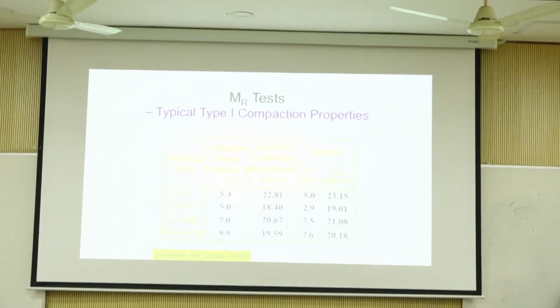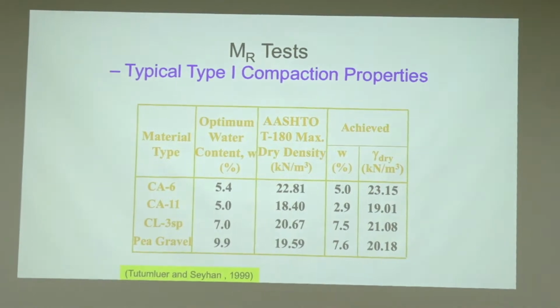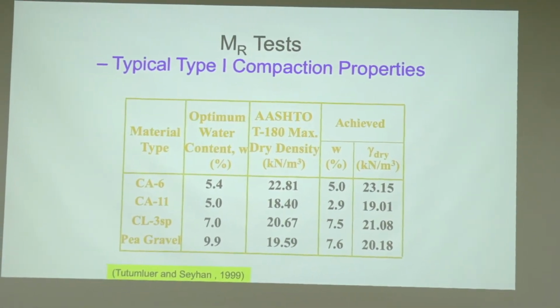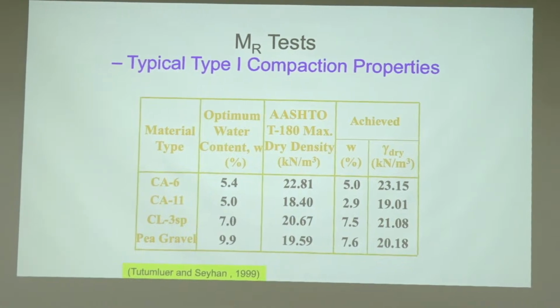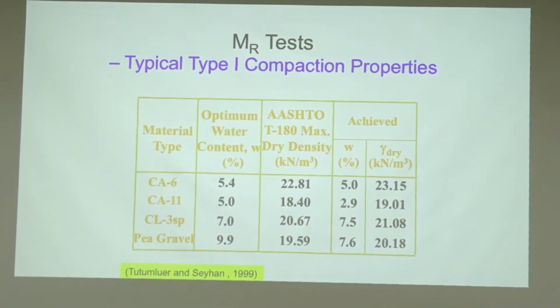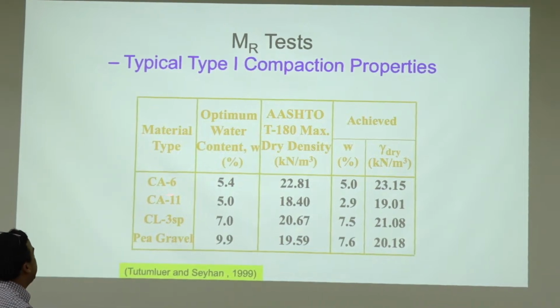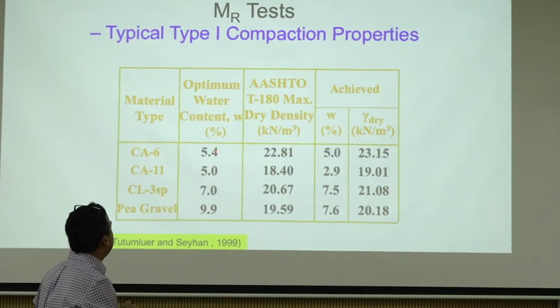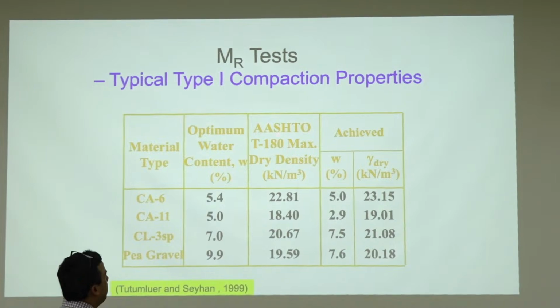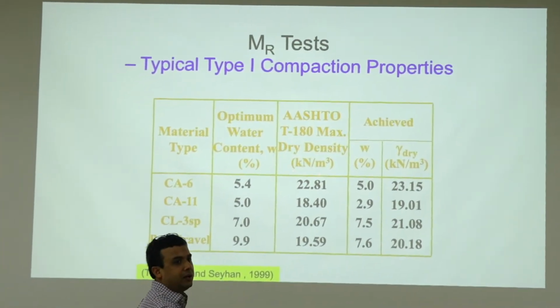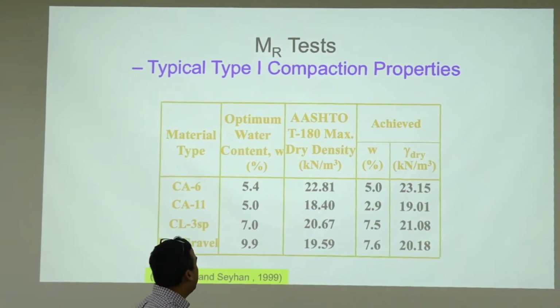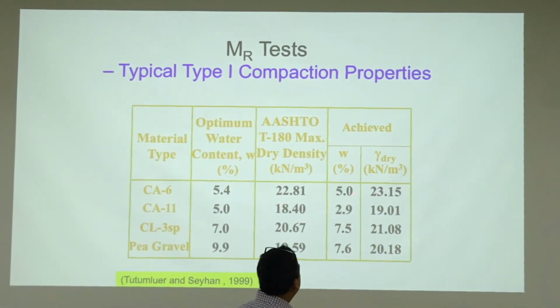So let's take a look at some data, and then we're going to see some factors, and then we'll get into models. We should be okay in terms of time, because I want to get to models for sure. So this is 4 different materials. CS6 is a typical dense graded aggregate base material. CA11 is more of a subbase material. There is a gravel, and you do optimum water content. The T180 is your modified compactive effort in terms of kilonewton per meter cubed and achieved water.